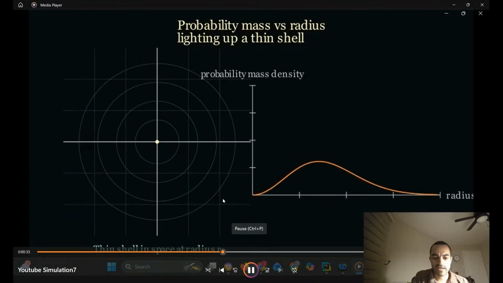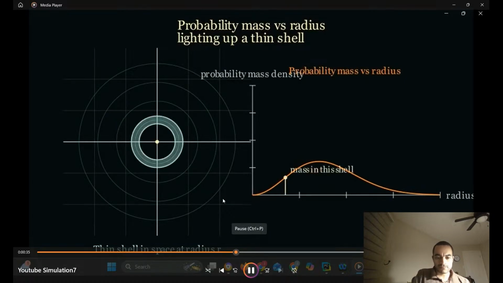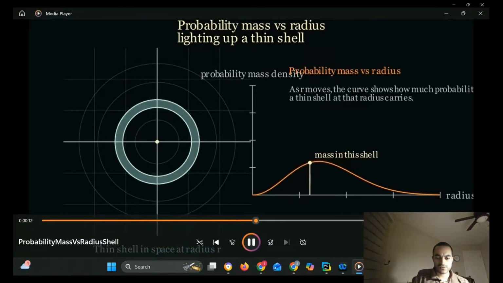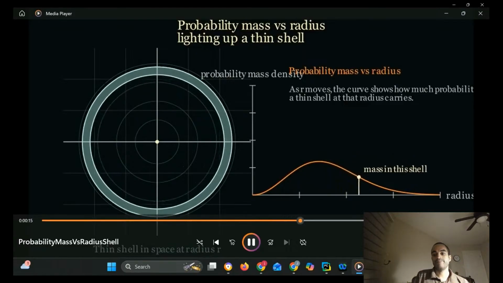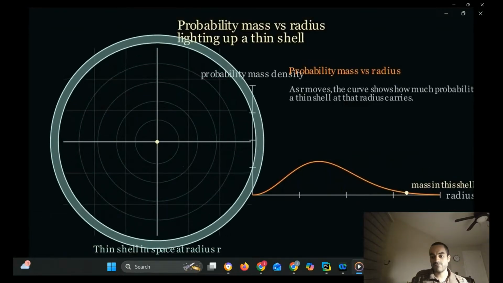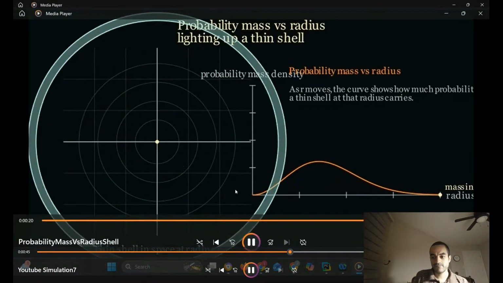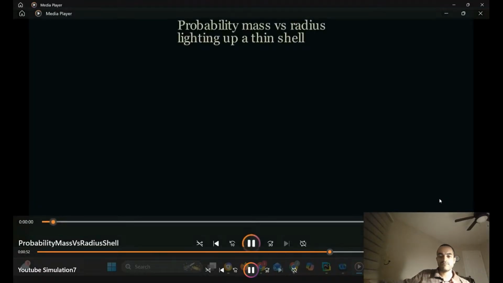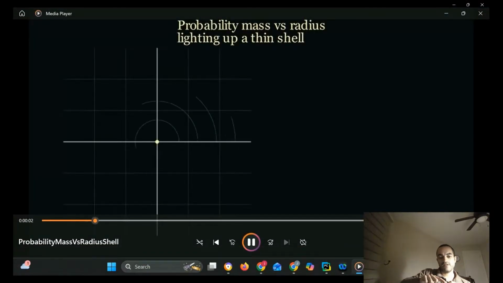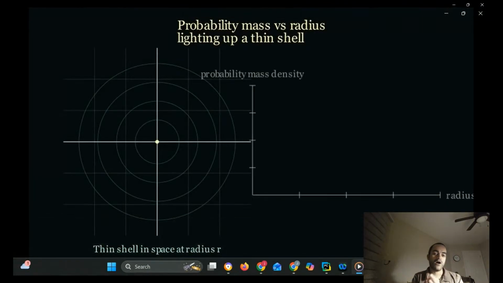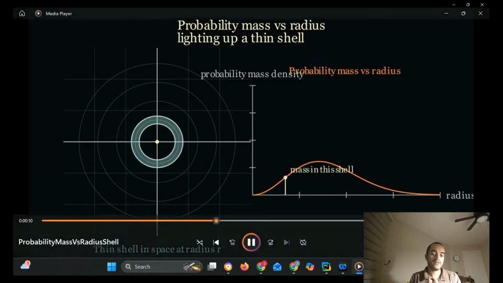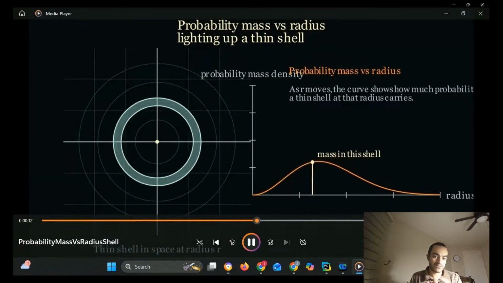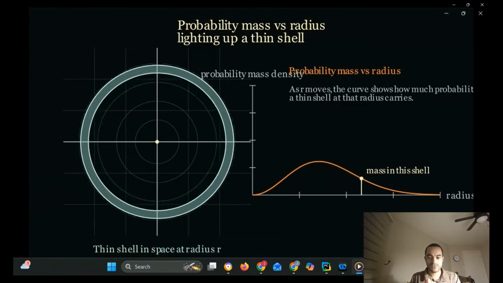So as our ring expands, the thin shell of radius r as it expands, then on our probability mass versus radius graph, that little orange dot that is moving along the probability mass density curve, its location is changing depending on the increase of the radius of our shell in the space on the left-hand graph, if you understand what I mean.